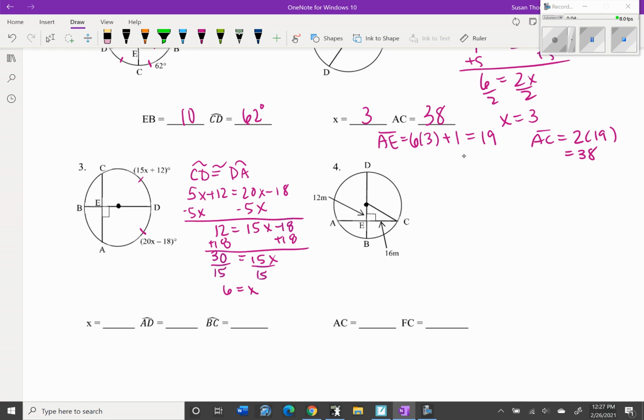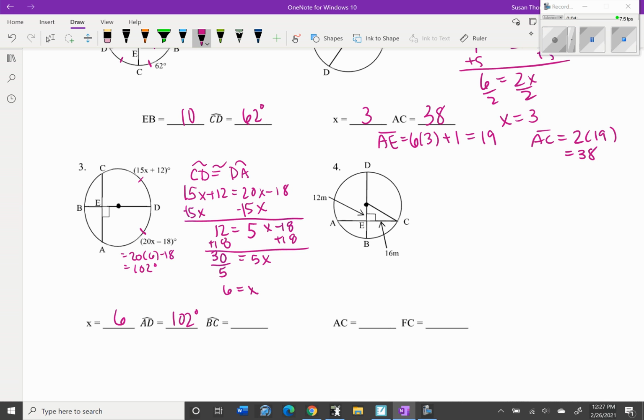Sorry, that should have been 15x. I don't know why I wrote 5. So this would be 5x here, which gives us 6. So 30 divided by 5 gives us 6 for x. Sorry about that. All right, so now that we have that, we want arc AD's measure, so we're just plugging in 6 for x. So 20 times 6 minus 18, which gives us 102 degrees.